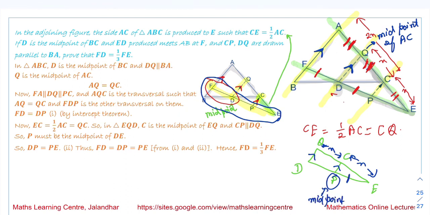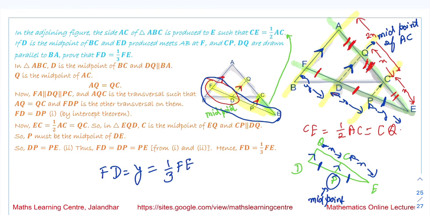It means PE and DP are equal in length. So if we suppose this length is y, then this length is y, and this length is y. And this is what we have to prove: that the length FD, which is equal to y, is equal to 1/3 times the length FE.